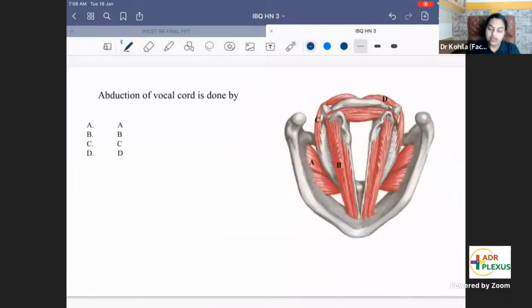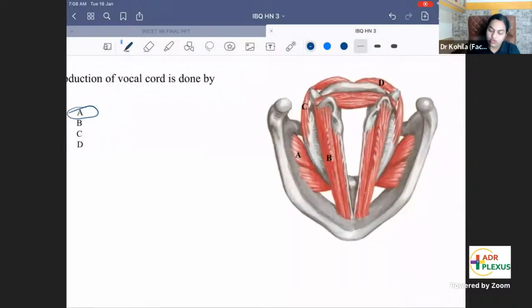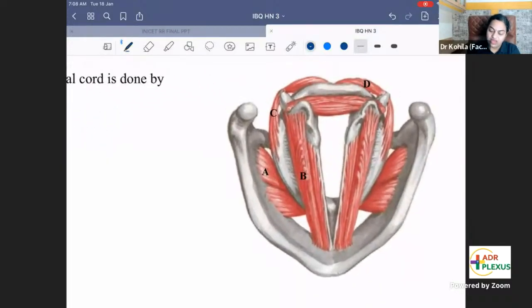Abduction of vocal cord is done by... So this also has been asked repeatedly in your exams. Okay, we'll do it. The answer is A. Yeah, so most of you getting it wrong. You should be able to understand this picture. Can you tell me what is this cartilage?